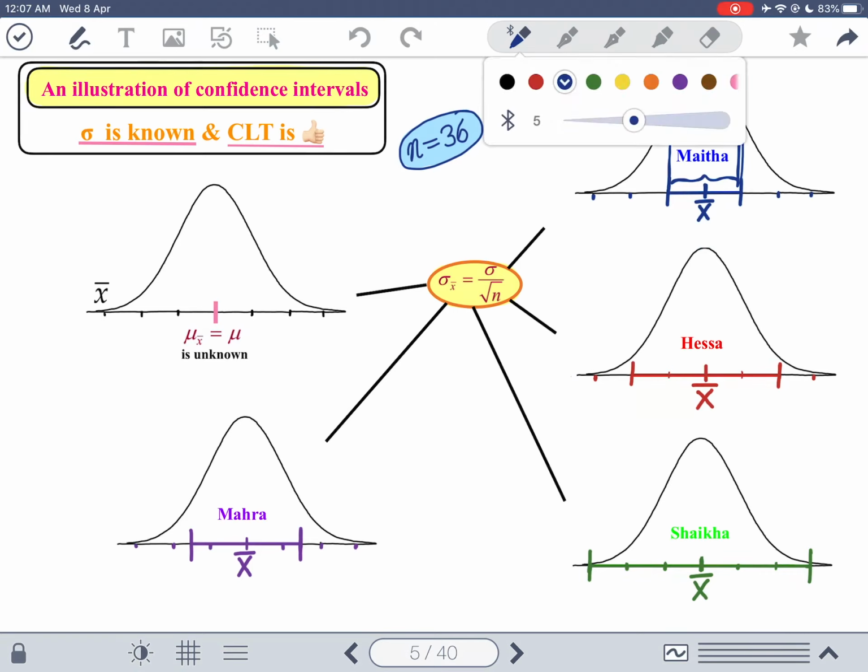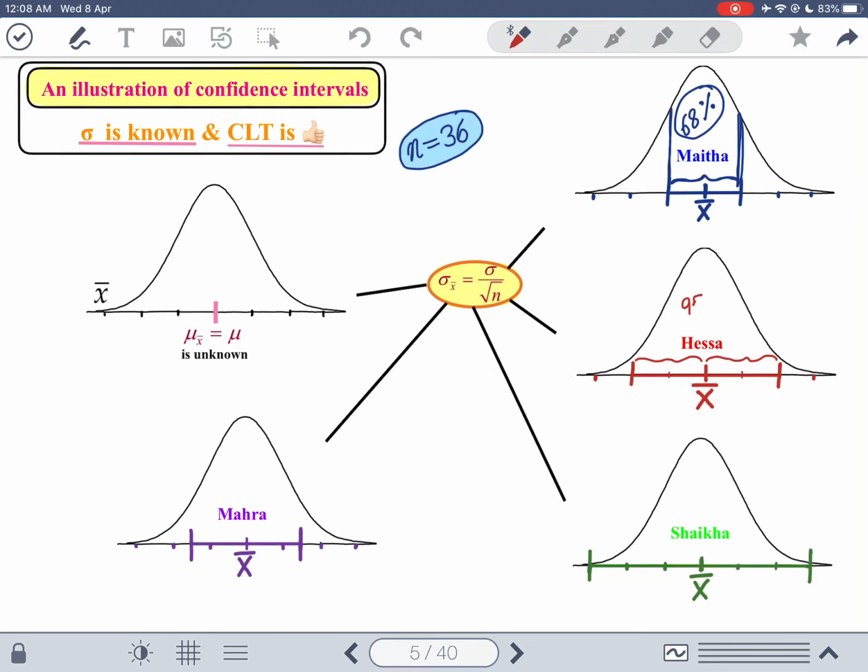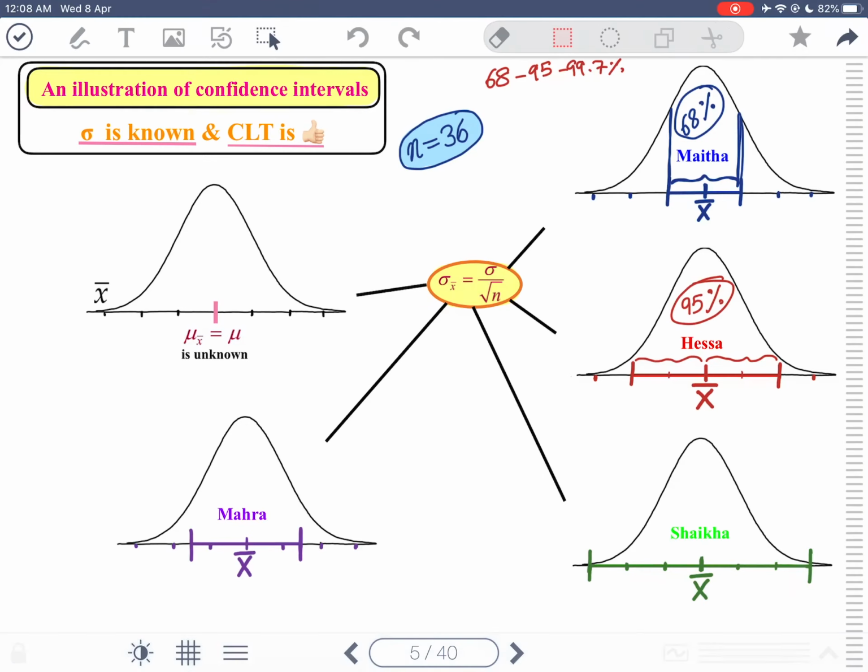And remember, from the empirical rule for Hissa, when you go 2 standard deviations away from your sample mean, on both sides, then you capture about 95% of the area. Of course, it was 95.45, but let's just make it simple, say 95. Remember the empirical rule, usually people refer to it as the 68, 95, 99.7% rule.